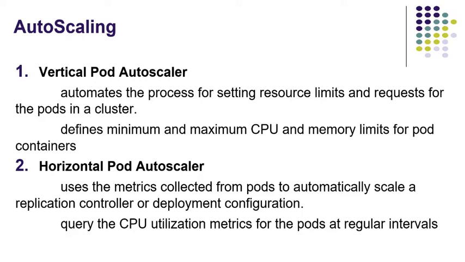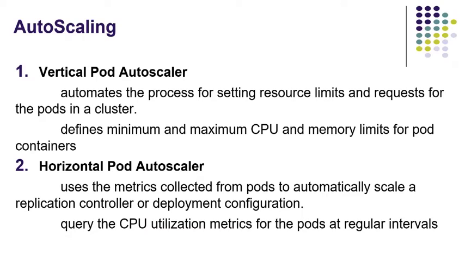Then comes your horizontal pod autoscaler. What it does is it uses the metrics which are collected from pods. This pod autoscaler will collect the metrics from the pods so that it will help you to automatically scale a replication controller or your deployment configuration which is available. So it will automatically scale your replication controller and also your deployment configuration. That is nothing but your horizontal pod autoscaler.